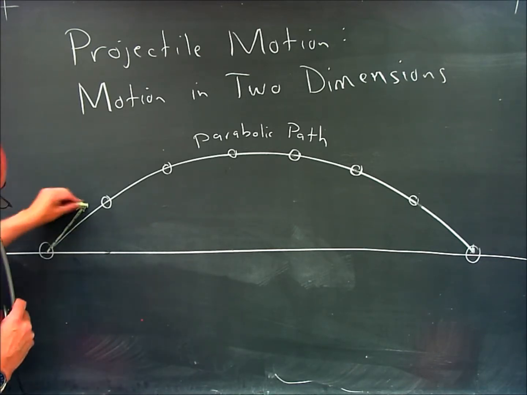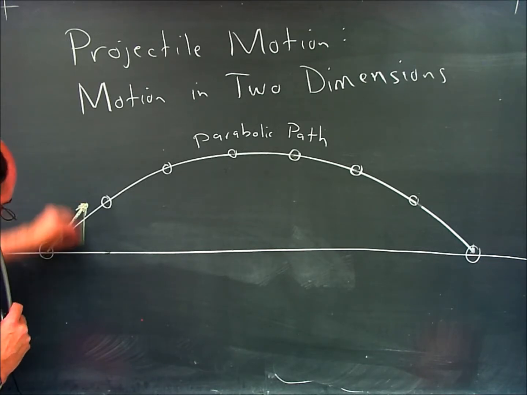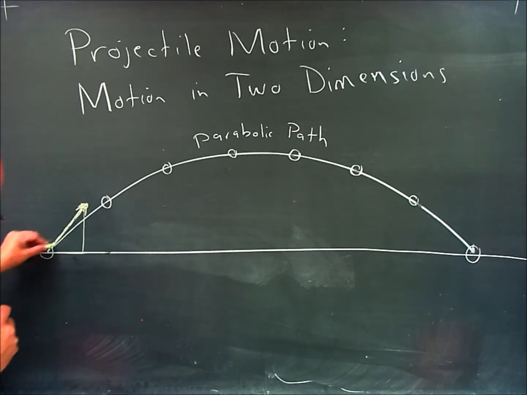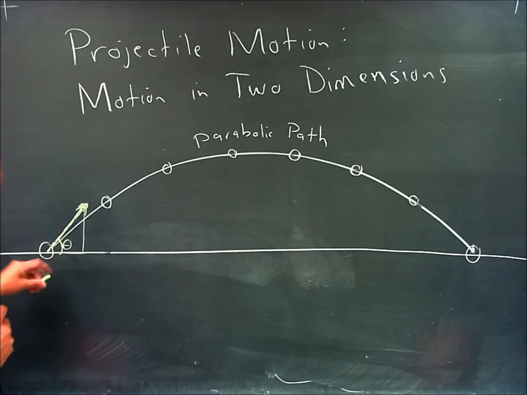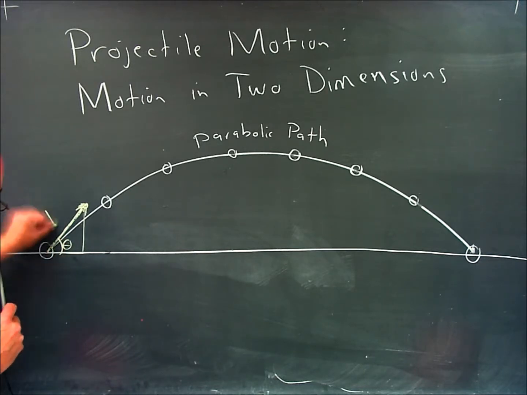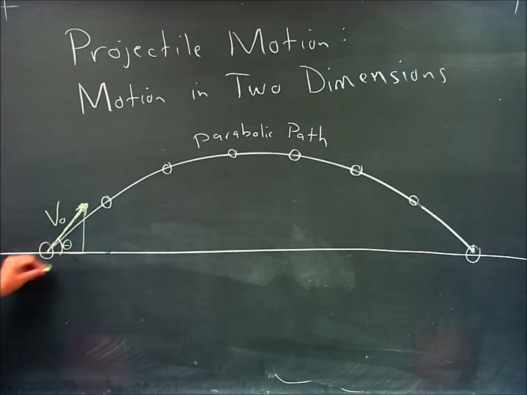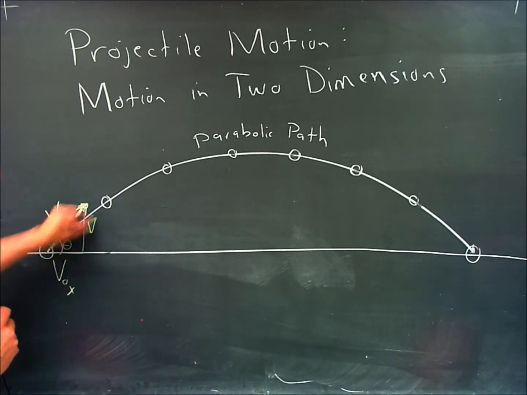That's its launch point. The moment it was launched, it was moving with a little bit of horizontal velocity and vertical velocity. If I break this down into its components, there was some launch angle, and this would be the true initial velocity. This one here would be the initial velocity in the x direction, and this one right here would be the initial velocity in the y direction.